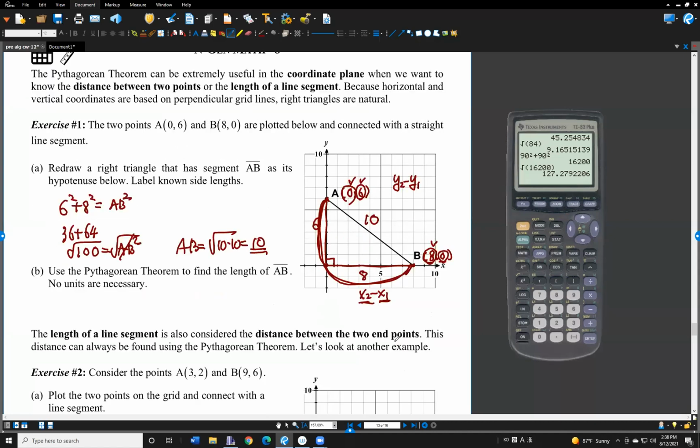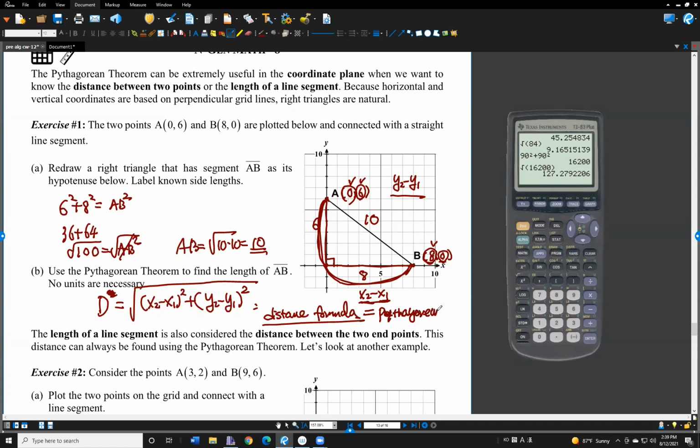So we find a very important formula by using this. The distance squared equals how much? X2 minus X1 squared plus Y2 minus Y1 squared. But this is squared, so we take a square root. That is the distance formula. The distance formula is exactly equal to what? The Pythagorean theorem. Same thing. This one is squared, this one is squared, right?